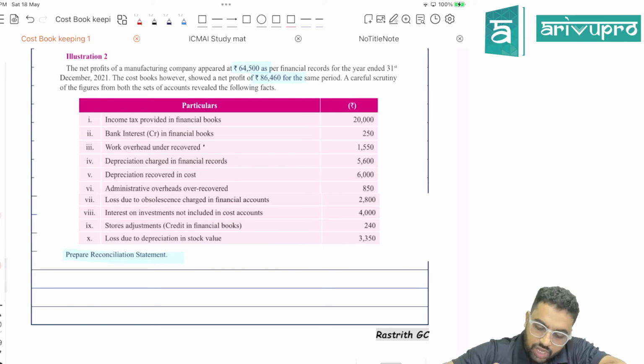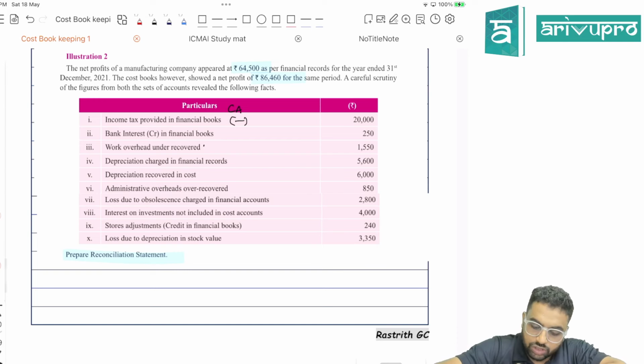Done, sir. Income tax provided in the financial books, sir. So in the financial books they provided income tax, it seems, which means basically an expense. Yes, sir. Because of which financial profit decreased, sir. There they reduced it. Now here also you reduce, boss. Okay, done, sir. Taking cost accounting as the base over here.